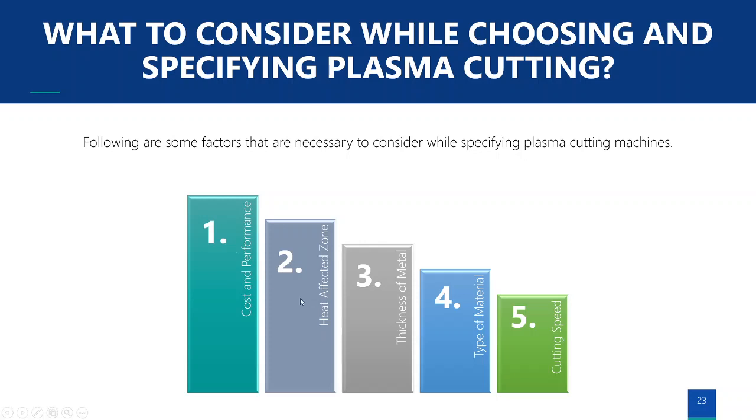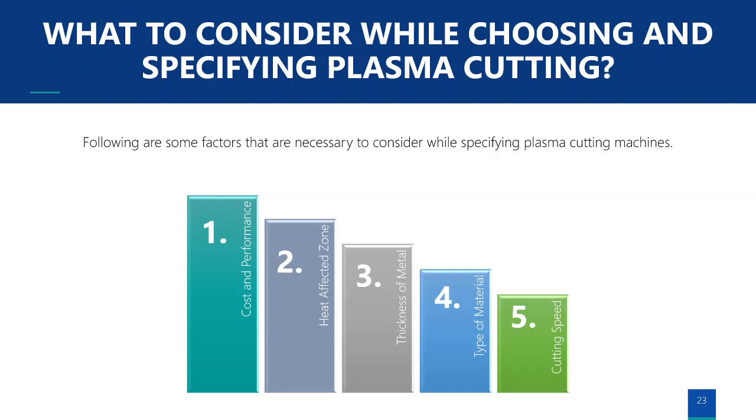Number two is the heat affected zone. So how deep should our plasma go? It depends upon the heat affected zone. Number three is the thickness of the metal. How thick our metal is depends upon the plasma cutting machine. Different plasma cutting machines are available that can cut different thicknesses of metals.